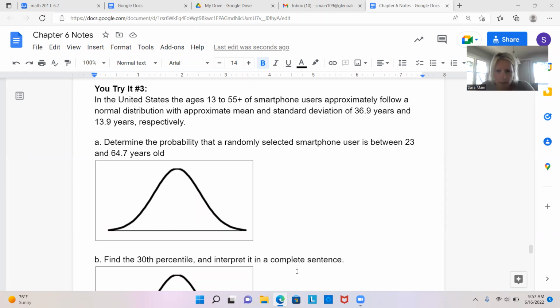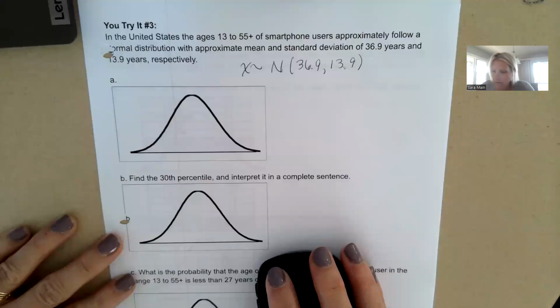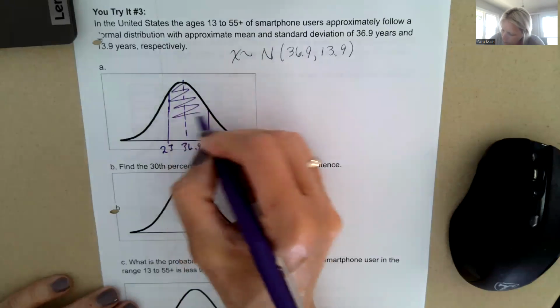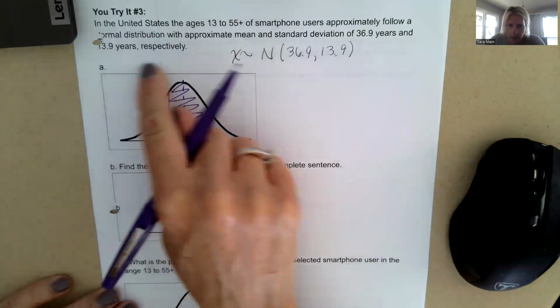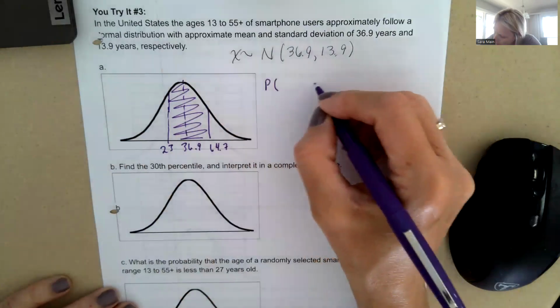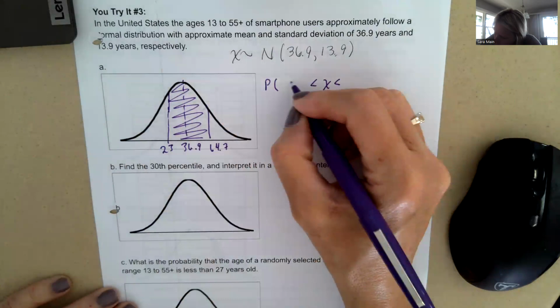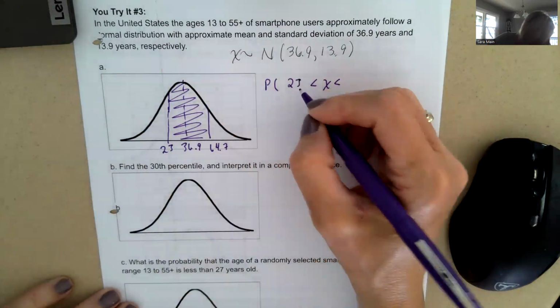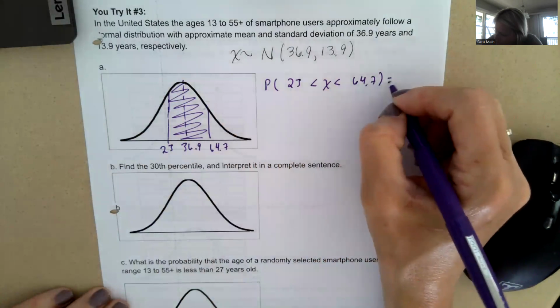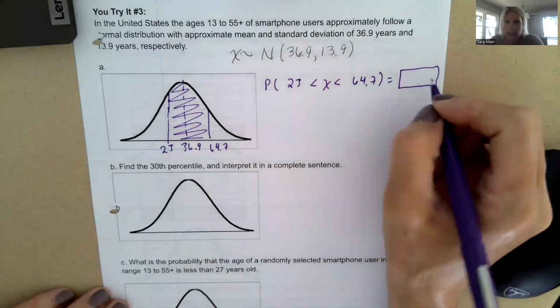Let me show you on my paper how I'm drawing this. So we are looking between here. Mine doesn't have the question on here, but your paper should. So the probability of X being between 23 years old and 64.7 years old is what we are looking for.